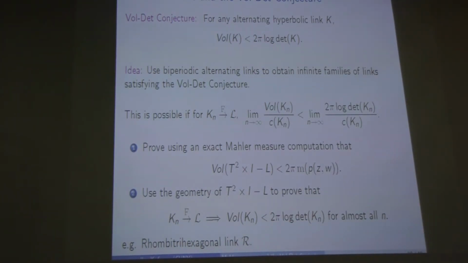And for the rhombotrihexagonal link, we can do both steps. Okay? It turns out we can do step 2 in general. I will show you the proof in a moment. But step 1 is hard. And the reason step 1 is hard is this word exact. Okay, so I'll show you cases where we can do that too.